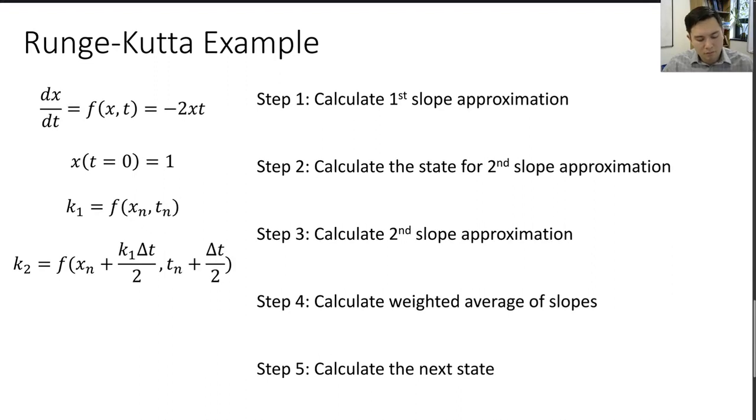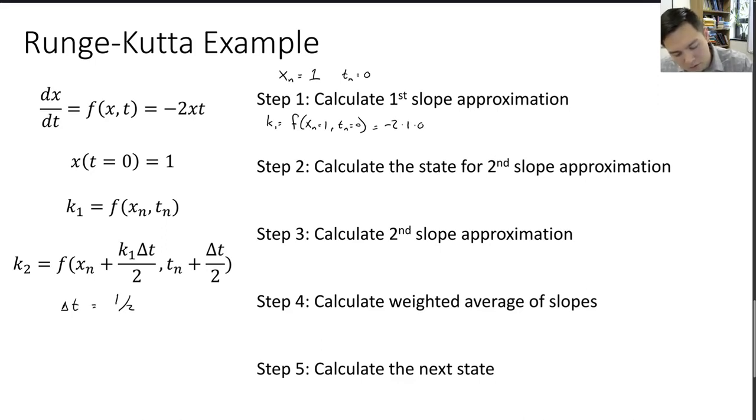So what's our current state? Our current state, step 0, is that xn is equal to 1 and tn is equal to 0. We're going to let delta t equal a half. Okay, we have to calculate our first slope approximation, so k1 is equal to f of xn equals 1 and tn equals 0, which is minus 2 times the x value, 1, times the t value, 0, gives us a k1 value of 0.